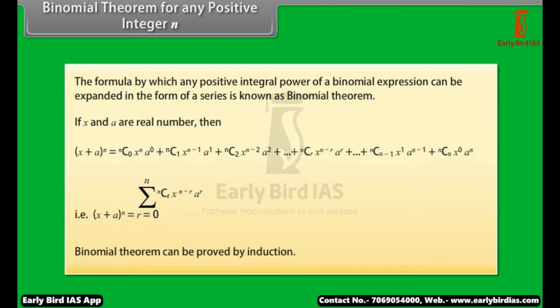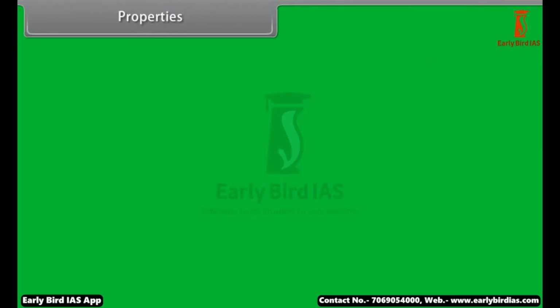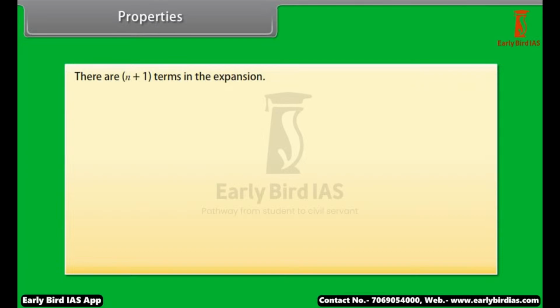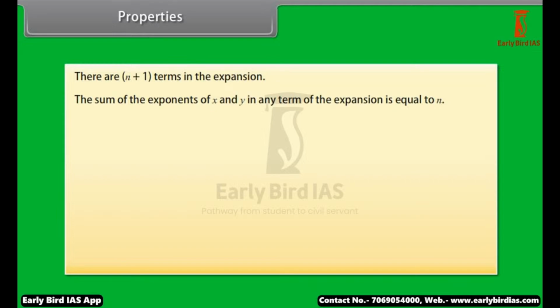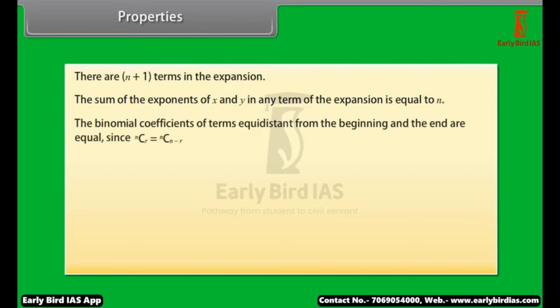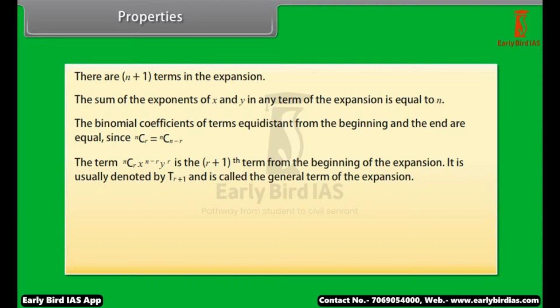The binomial theorem can be proved by induction. Properties. There are n+1 terms in the expansion. The sum of the exponents of x and y in any term of the expansion is equal to n. The binomial coefficients of terms equidistant from the beginning and the end are equal, since nCr is equal to nC(n-r).